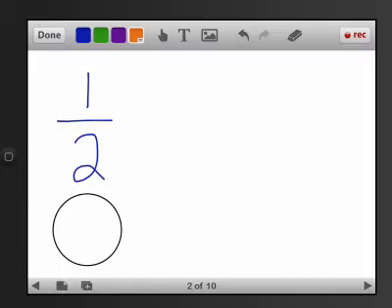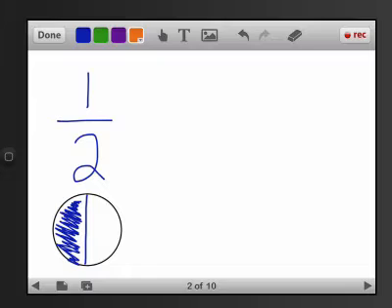Let's first take the fraction 1/2. If I were to draw out that fraction, I would divide this into two equal sections, and I would shade in one of those sections. I'm going to find an equivalent fraction equal to 1/2.